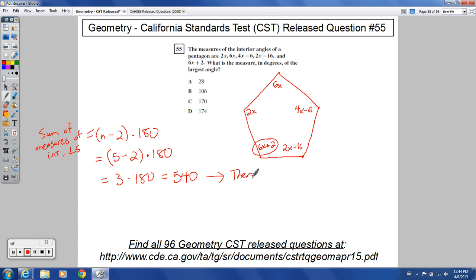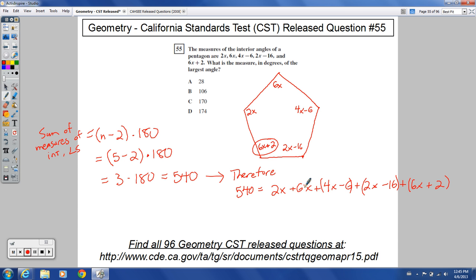So you could set up this equation. 540 would equal all 5 of these things added together. So we've got 2x plus 6x plus 4x minus 6 plus 2x minus 16, plus 6x plus 2. I'll put parentheses around these because these are individual angles, but that doesn't change how we're going to do the problem when we simplify. It's just a plus sign, there's nothing to distribute really. So I'm just going to combine like terms.